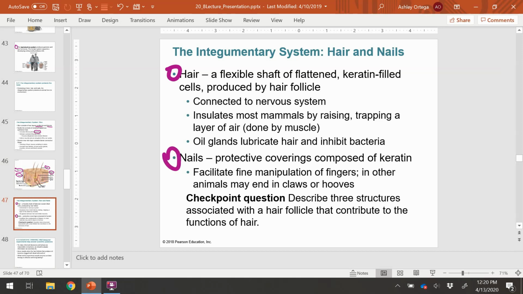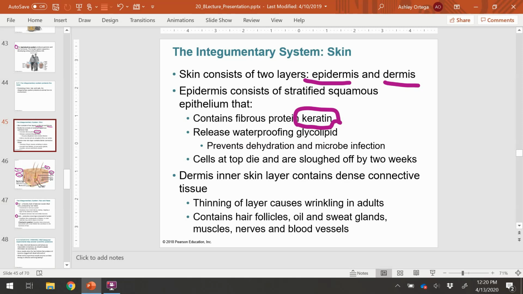So the overall ideas here are for hair, skin, and nails. You kind of want to know those here.